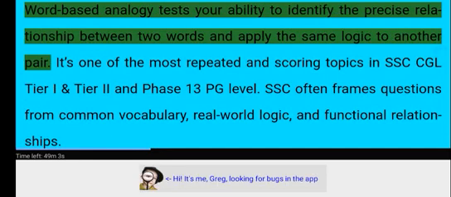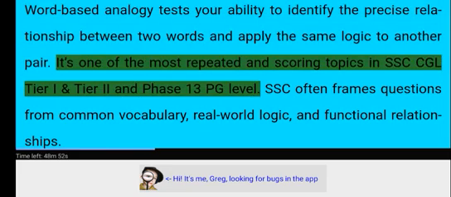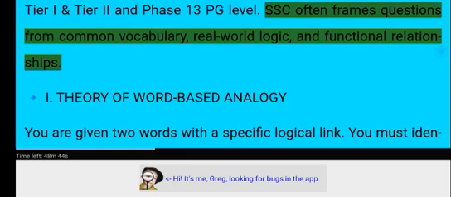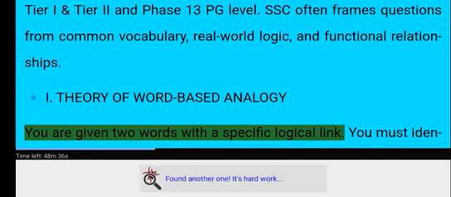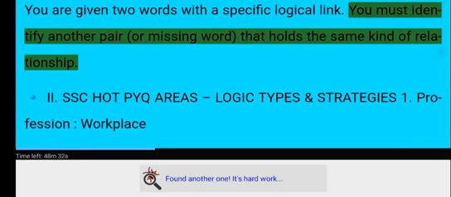Word-based analogy tests your ability to identify the precise relationship between two words and apply the same logic to another pair. It's one of the most repeated and scoring topics in SSC CGL Tier 1 and Tier 2 and Phase 13 PG level. SSC often frames questions from common vocabulary, real-world logic, and functional relationships. Theory of word-based analogy: you are given two words with a specific logical link. You must identify another pair or missing word that holds the same kind of relationship.